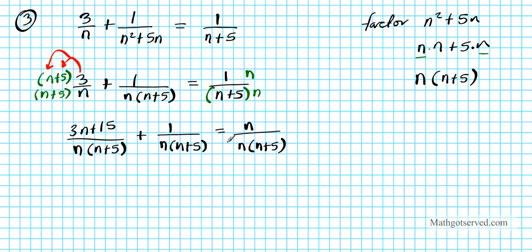Okay, so now we have the LCD, which is n times n plus 5, so we're going to multiply every single term by that expression, okay? So multiply this term by n times n plus 5, multiply this by n times n plus 5, and then multiply this by n times n plus 5, okay? Alright, so let's see what happens. This cancels out to 1, this divides out to 1, and this also divides out to 1. So our final result is going to be 3n plus 15 plus 1 equals n.